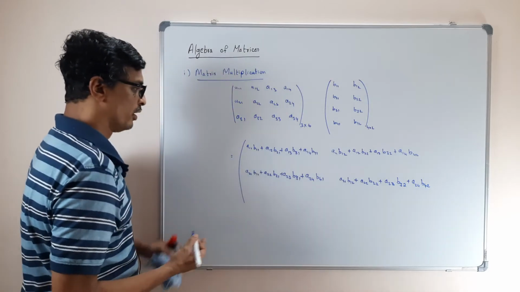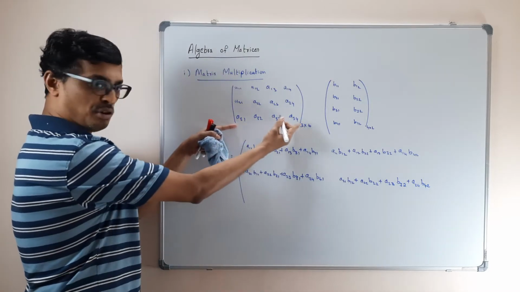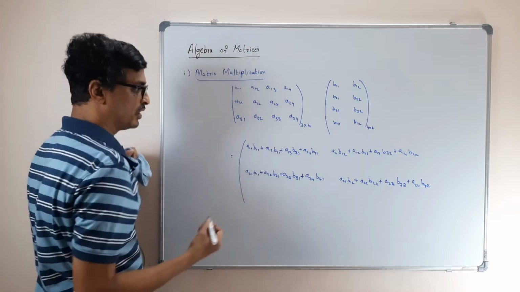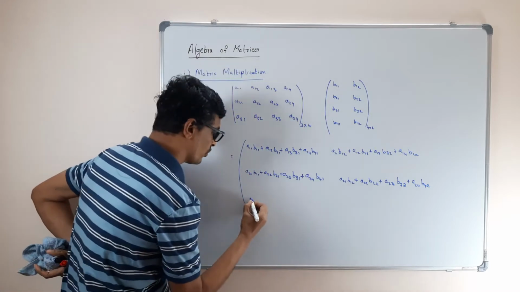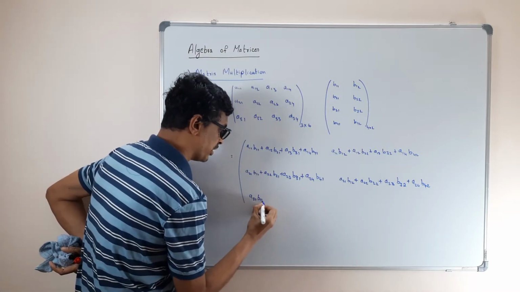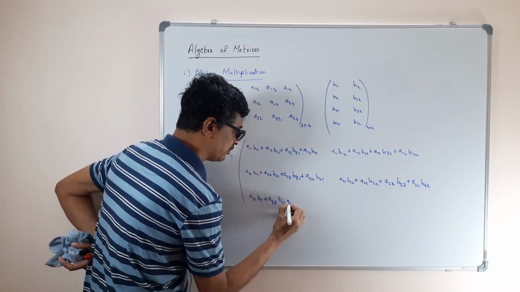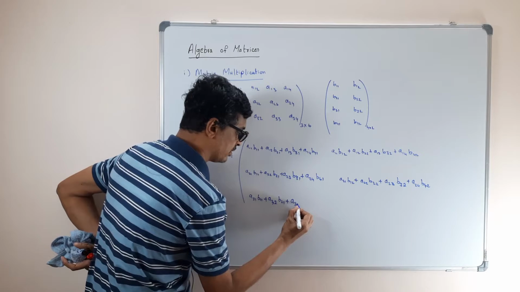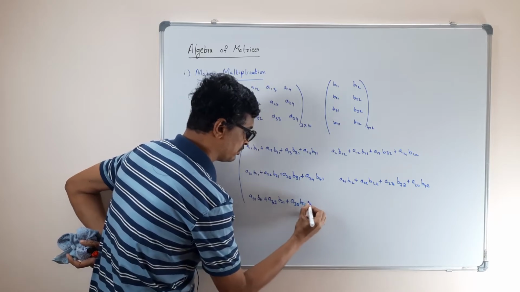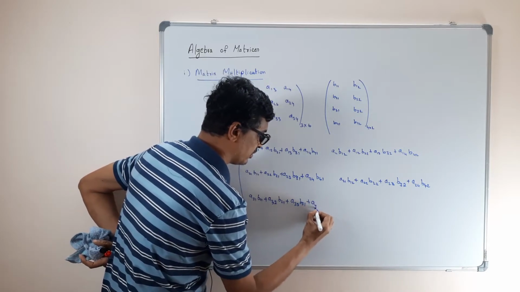Okay, and then again we have one more row. Third row, first column. Tell me. A31, B11. Okay. A32, B21. B21 plus A33, B31. B31 plus A34, B41.